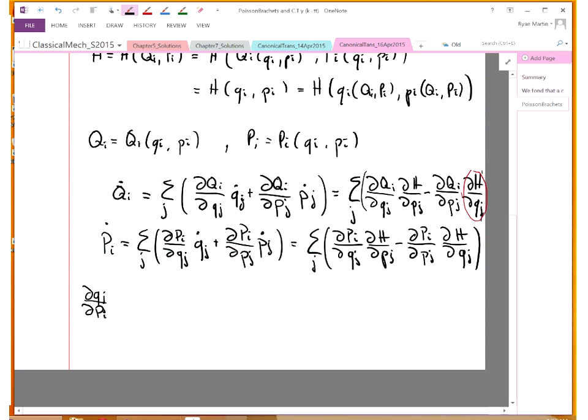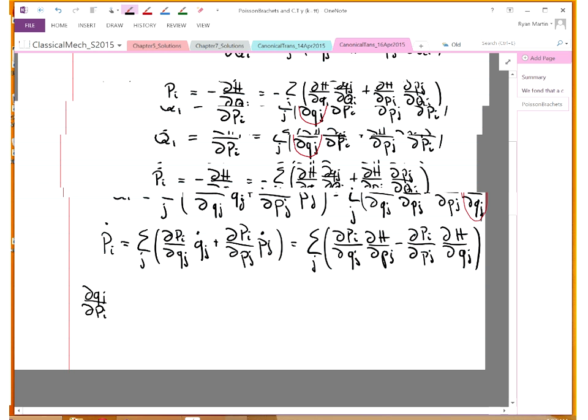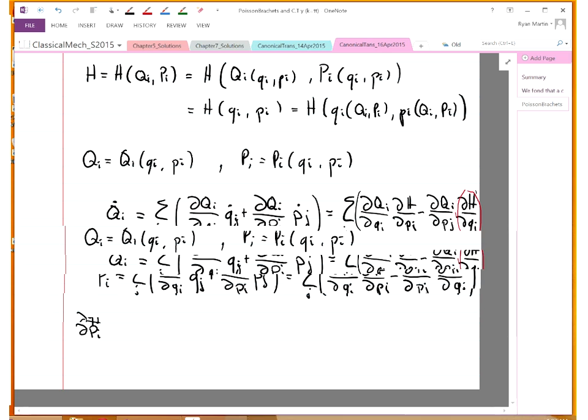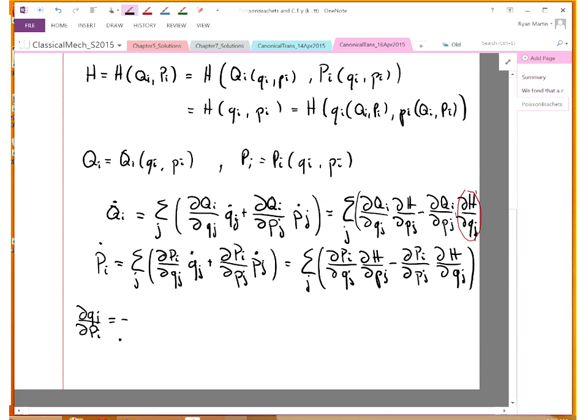So in the top expression, the thing that I have with it is ∂q_j/∂P_i. That's got to equal the thing I have in the second expression. In the second expression, I have a minus sign, and I have ∂Q_i/∂q_j.